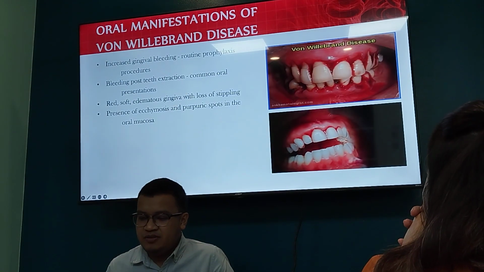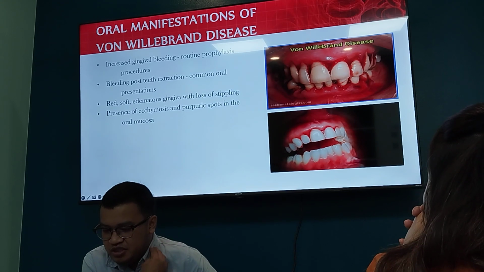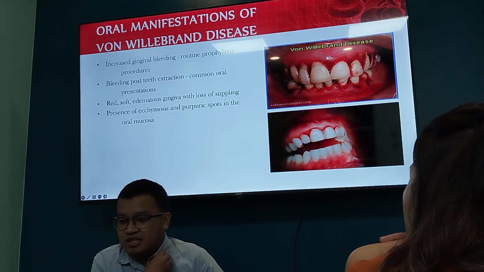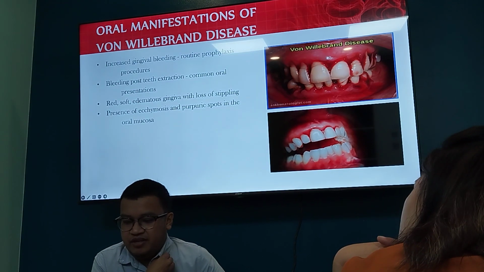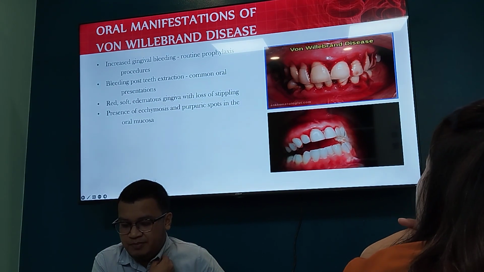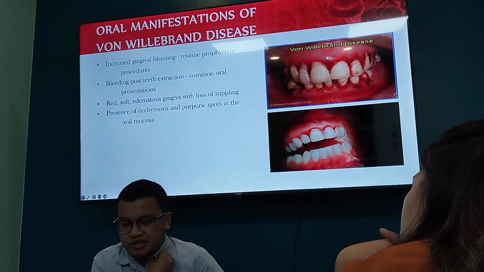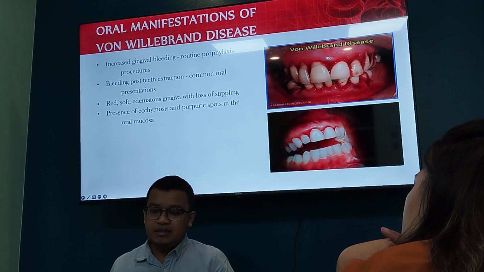Increased gingival bleeding during routine prophylaxis procedures and bleeding following teeth extraction are the common oral presentations of the disease. Red, soft, edematous gingiva with loss of stippling can be seen in these cases. So, the presence of ecchymosis and purpuric spots in the oral mucosa are frequently seen.